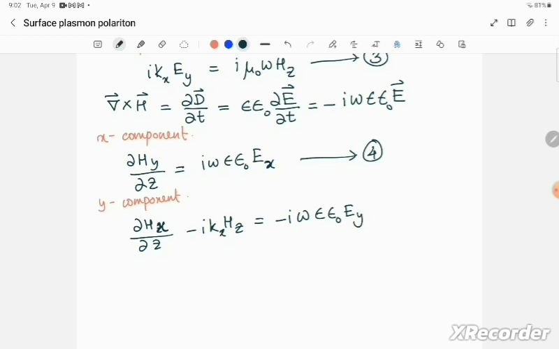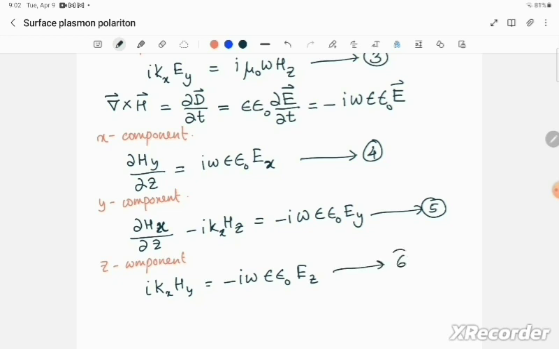Okay, and the third, z component, will be i kx hy is minus, there's always an omega epsilon naught ez. So this will be our fifth, and this will be our sixth relation.